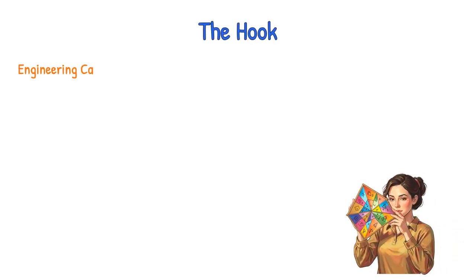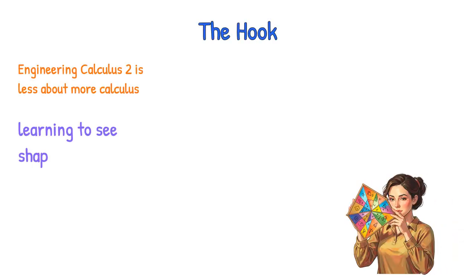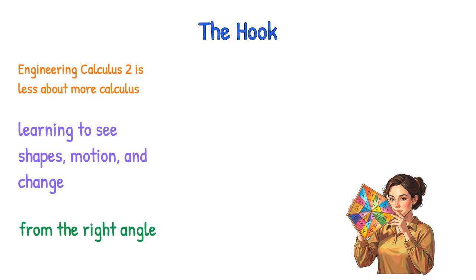Suppose I told you that engineering calculus 2 is less about more calculus and more about learning to see shapes, motion, and change from the right angle. Because once a few key perspectives click, the subject becomes much less random. Suddenly, topics that felt disconnected start to feel like they belong together.